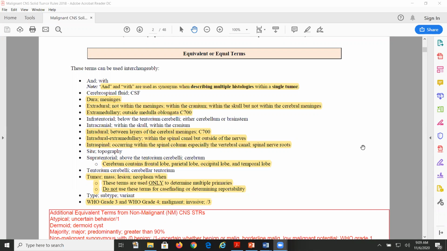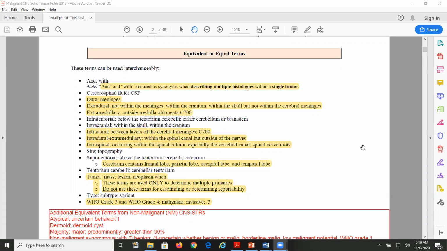The cerebrum contains the frontal lobe, the parietal lobe, the occipital lobe, and the temporal lobe. These are supratentorial sites. The tentorium is pretty much the landmark in the brain that separates the supratentorial sites from the infratentorial sites, and we'll go into that a little bit more later. Tumor, mass, lesion, neoplasm are equivalent terms only for determining multiple primaries. You do not use these terms for case finding or determining reportability.